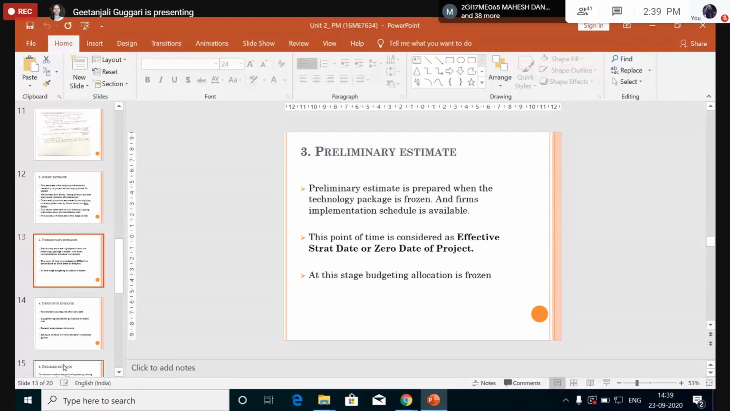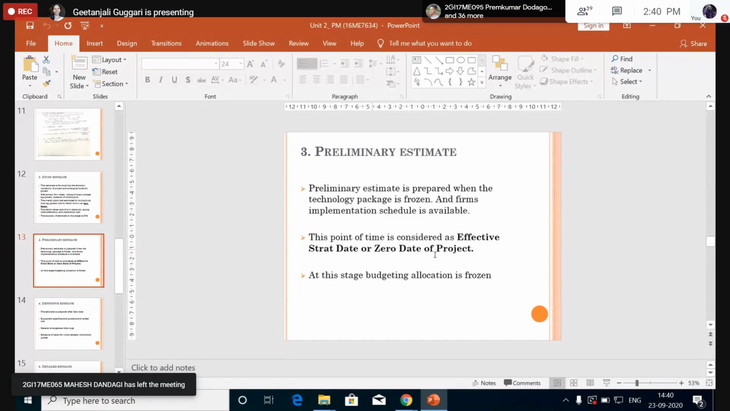So this point of time is considered as the effective start date, or the zero date, of the project. I have highlighted it with bold letters. The cost estimation is done during the zero date of a project. Hereafter, you will be using this zero date of a project. Zero date of a project means effective start date of the project.